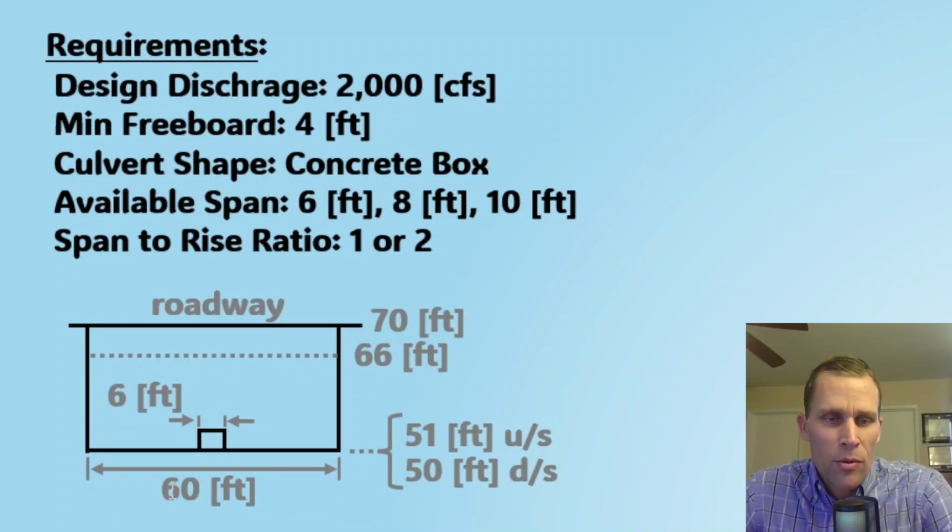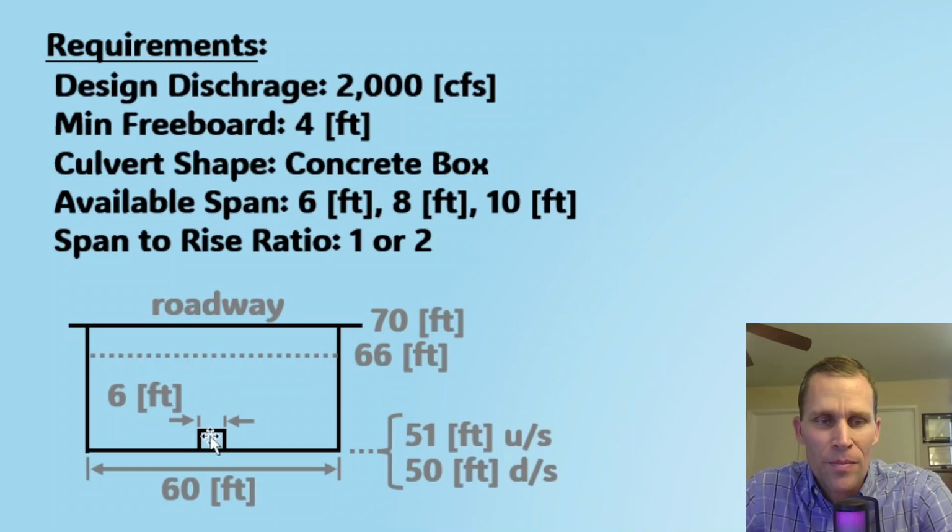The total width allowable is 60 feet, so we're going to have to make a check on that. And then what you're seeing here is I tried to draw this to scale. It's basically what's supposed to be a 6-foot wide by 3-foot high culvert barrel to sort of show you the perspective in the approximate scale. Also, the upstream elevation is 51 feet. That's the invert or the thalweg. And then the downstream invert, the outlet invert of the culvert is 50 feet.